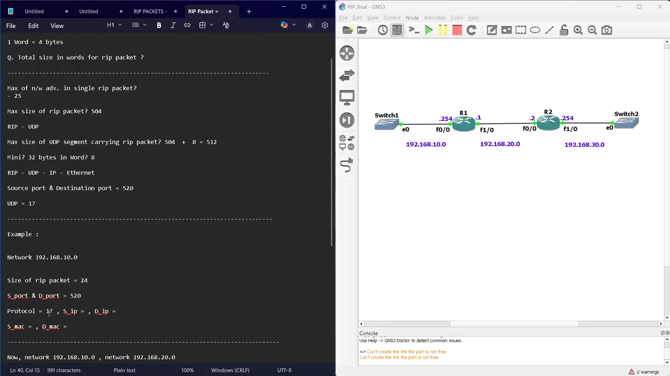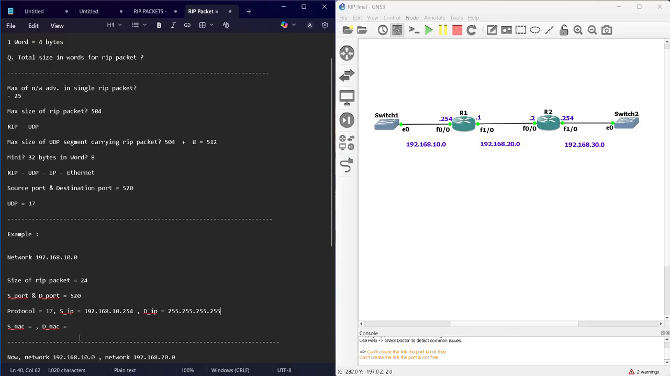Now, what is the source IP in this example when I'm advertising this network? The source IP will be 192.168.10.254. This is the source IP address that I'm using. And for the destination IP address, we are broadcasting this, so the value that I'll be using is 255.255.255.255.